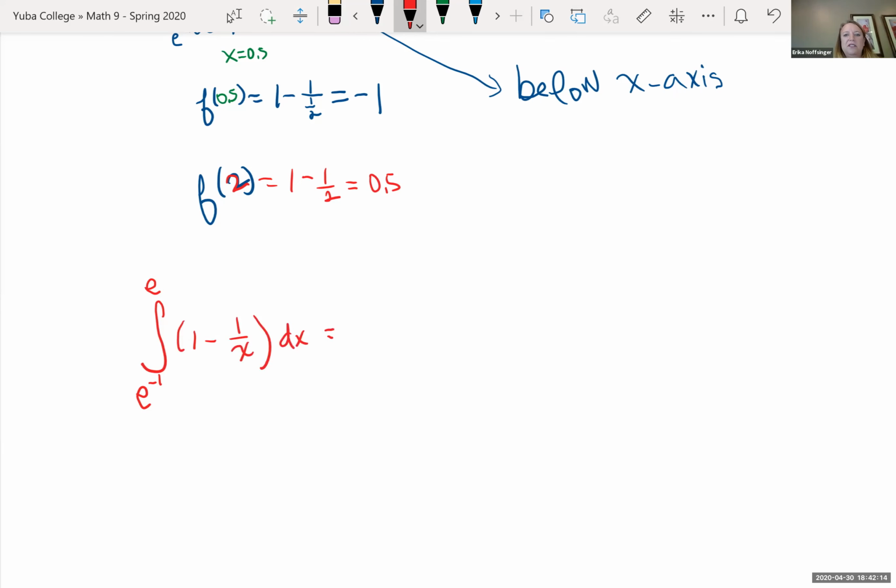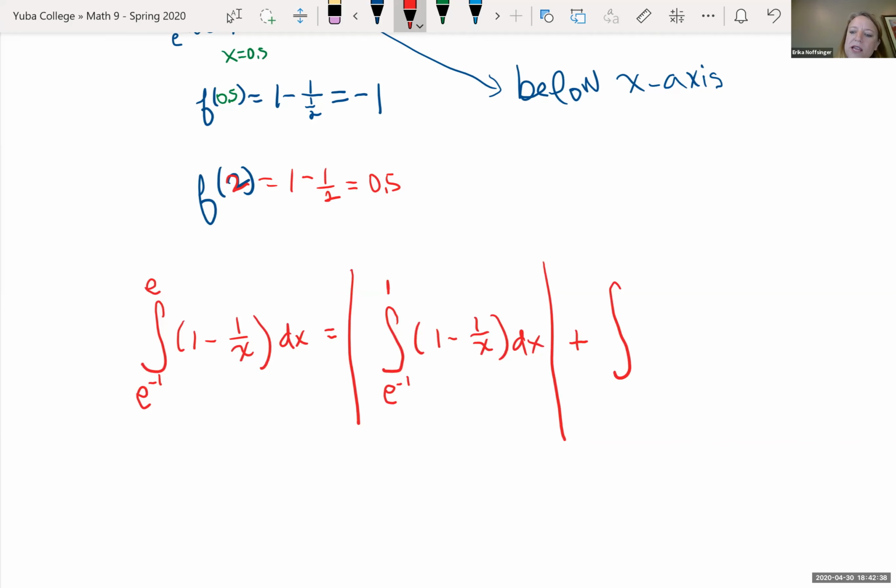We're going to break this up into two separate intervals. One falls in between there. So we want to look at our lower bound, e to the negative 1, all the way to 1, of our function 1 minus 1 over x dx. This was the piece below the x-axis, so we need to take the absolute value of this piece. Plus, now we're going to look at the integral starting at 1 and going to e of our original function, 1 minus 1 over x dx.